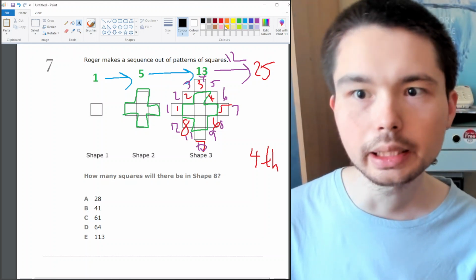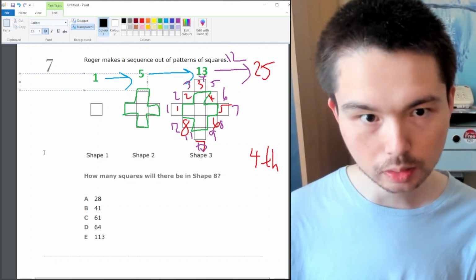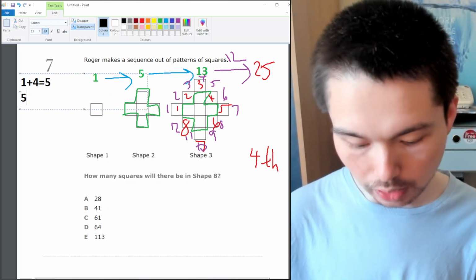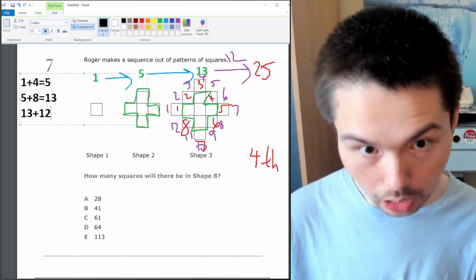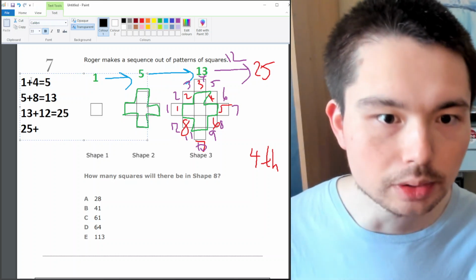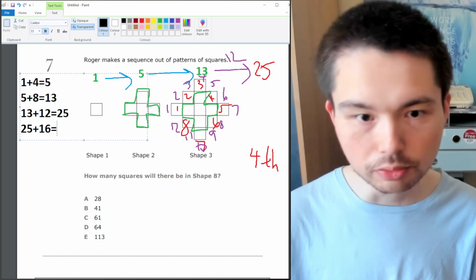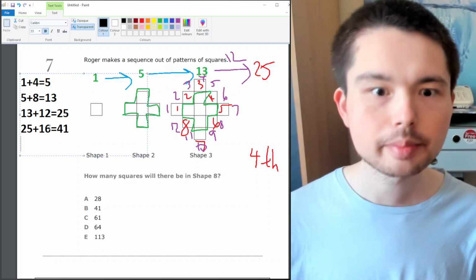Let me write it clearly here. 1 plus 4 equals 5. 5 plus 8 equals 13. 13 plus 12 equals 25. And next bit we do 25 plus, well, look at the pattern. It's going up 4, up 8, up 12. So next bit will be up 16. 25 plus 16 is 41.